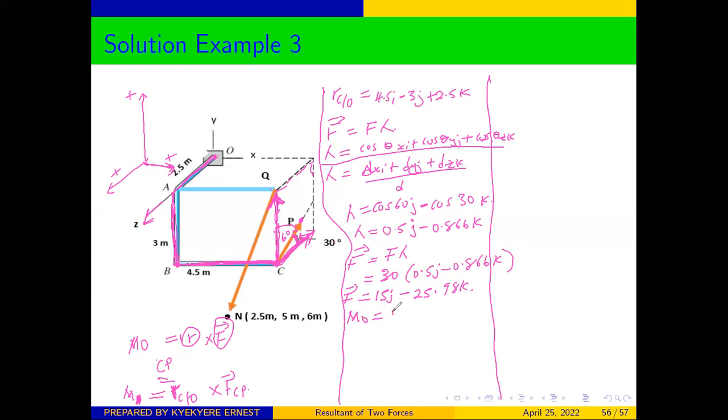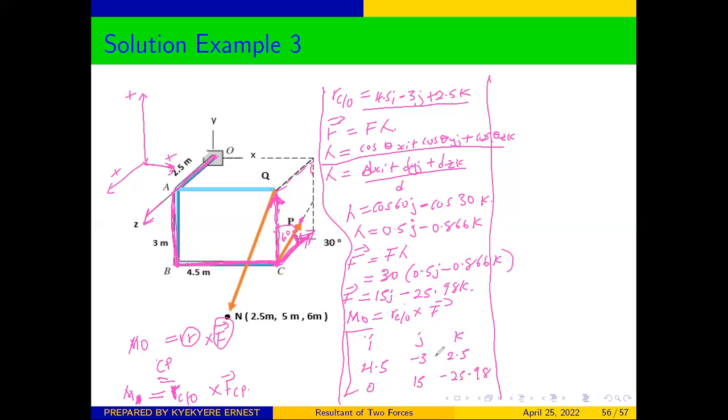Good. So from here, we can determine our moment. Our moment is the position vector C/O cross our force. So we said that it's good to use the matrix method. So I, J, K. For the position vector, we can write 4.5 for I, negative 3 for J, 2.5 for K. And our force is here. We only have J and K components, so the I component will be 0, our J component will be 15 and our K component will be negative 25.98.